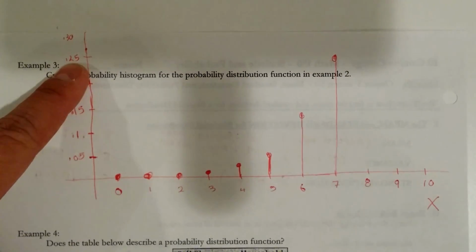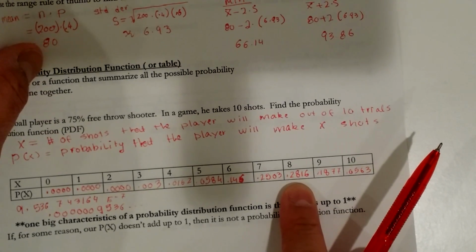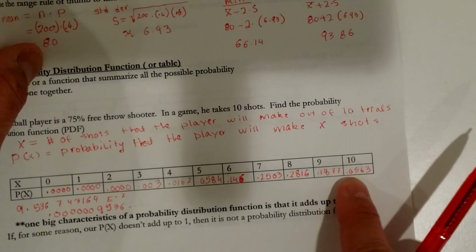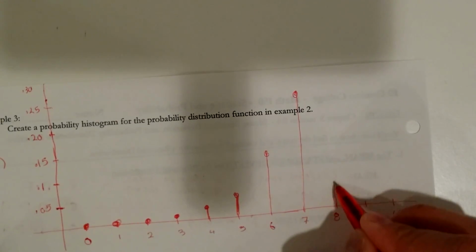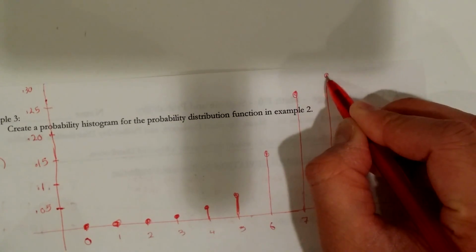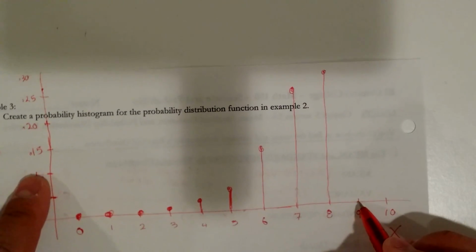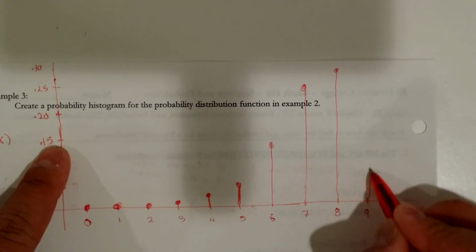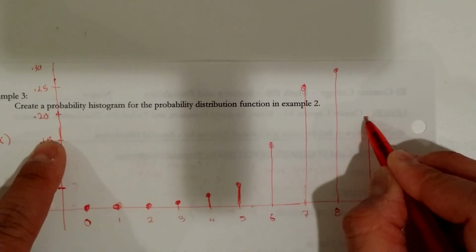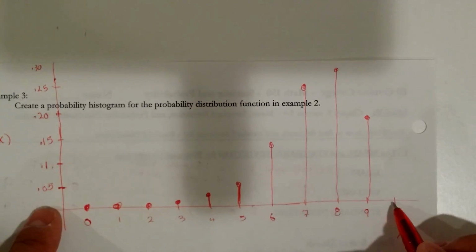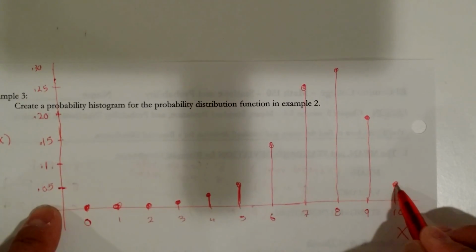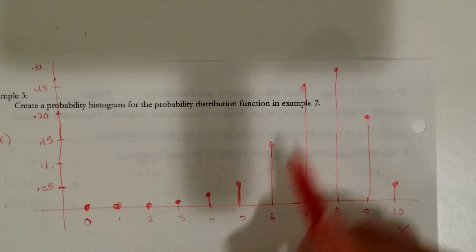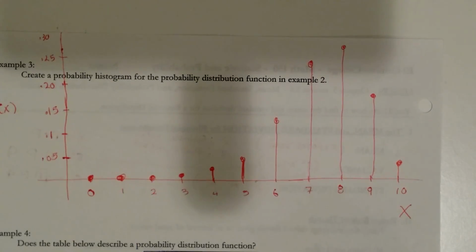Then 8, 9, 10: 28 cents, 0.28, 0.18, 0.05. So 0.28 is going to go all the way up here. Then 0.18, if you look back on the previous page, is going to go around up here, just right below 0.2. And then 0.05 is about right here. So this would be the histogram for a binomial distribution.